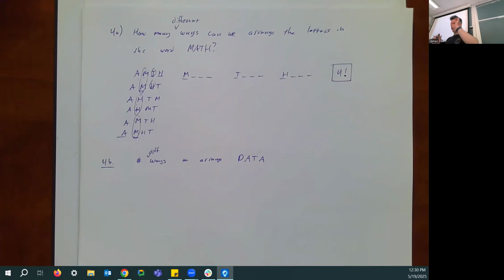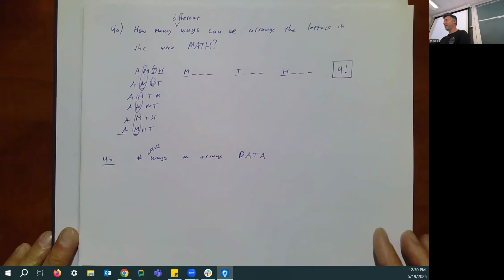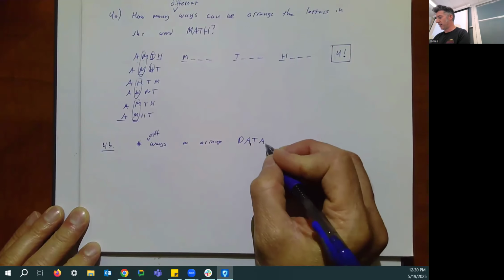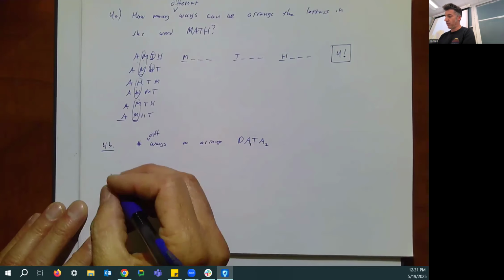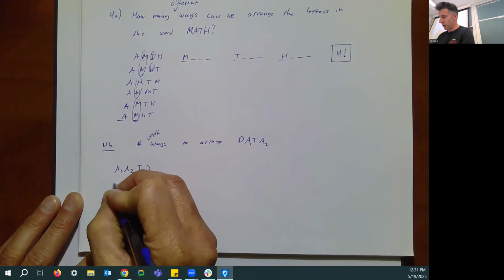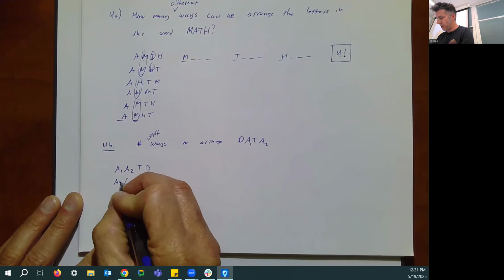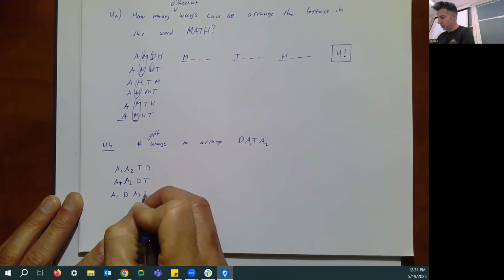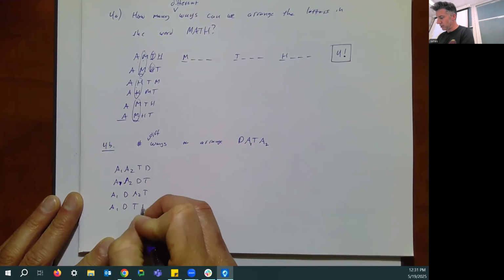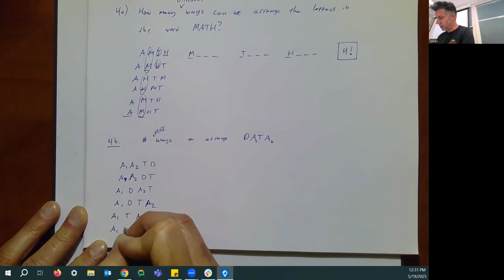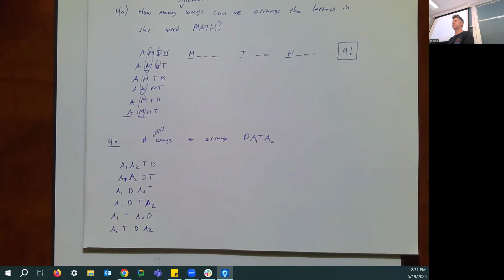Even though we're going to, for a moment, consider those different, we're going to write these all out. You don't have to, but I'm going to. So let's say we have data and that first A is A1 and that second A is A2. So I'm going to start with A1, A2, TD. And then A1, A2, DT, A1, D, A2, T, A1, D, T, A2, A1, T, A2, D, A1, T, D, A2. It gets a bit tedious, right?